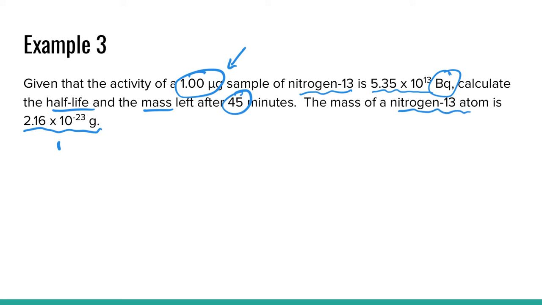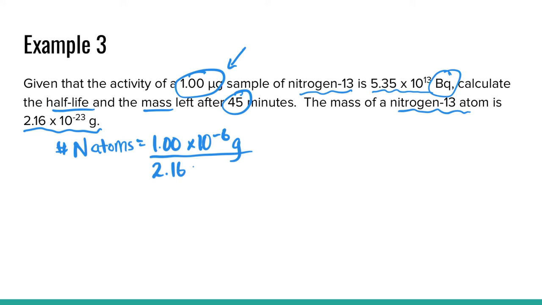So to find the number of nitrogen atoms we have, we're going to take the mass of our sample, so 1 microgram, but I'm going to put that in grams, so 1 times 10 to the minus 6 grams. And then we're going to divide that by the mass of a nitrogen atom. So 2.16 times 10 to the minus 13 grams, and that's given to us in the question. So doing that, we get 4.63 times 10 to the 16 atoms, or nuclei.